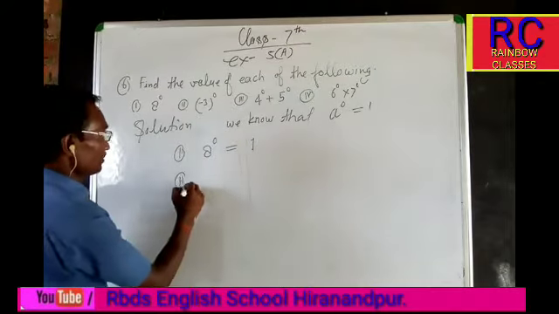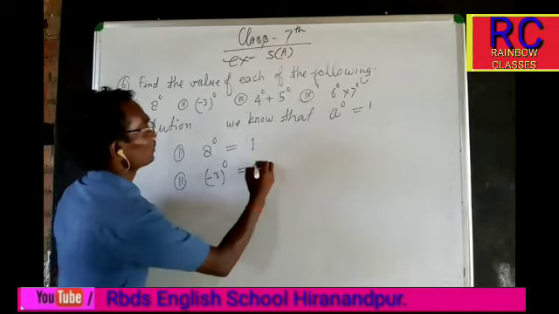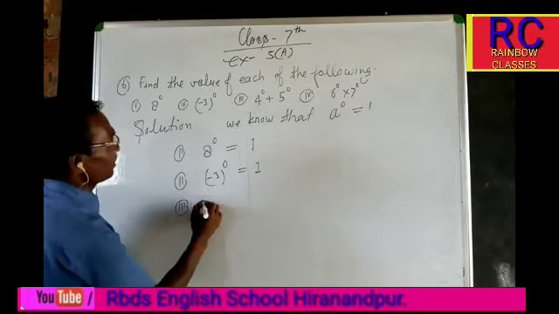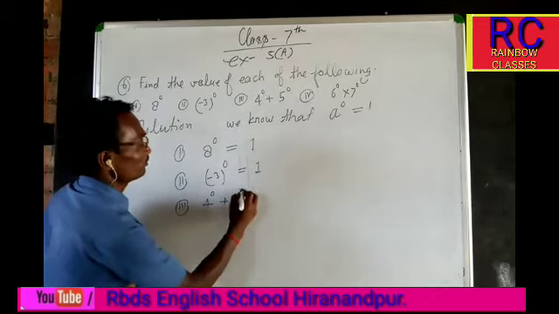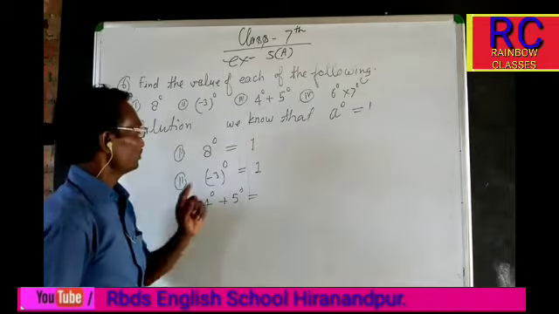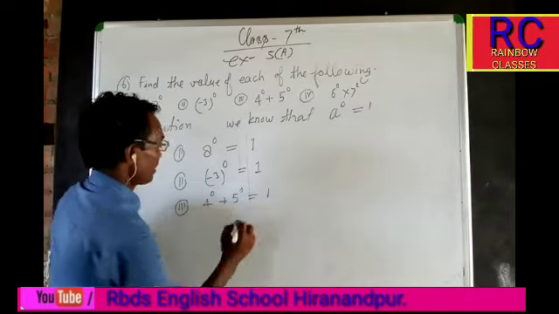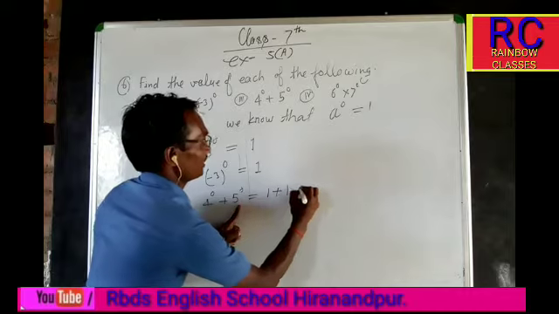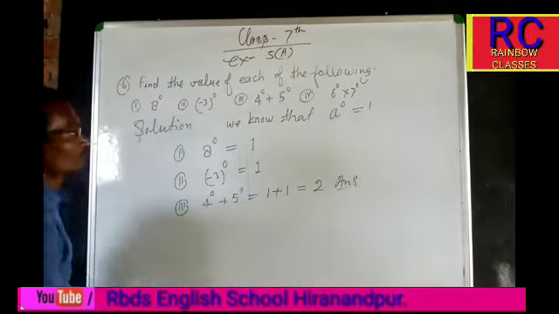Second, minus 3 to the power 0 is equal to 1. Third, 4 to the power 0 plus 5 to the power 0. 4 to the power 0 is equal to 1, plus 5 to the power 0 is 1, and 1 plus 1 is 2.